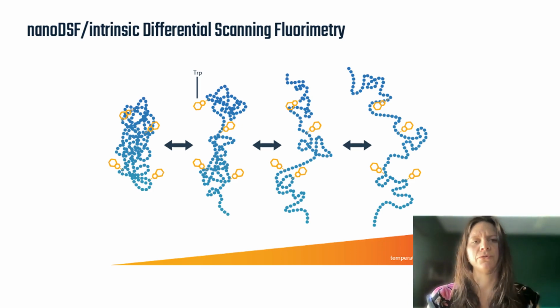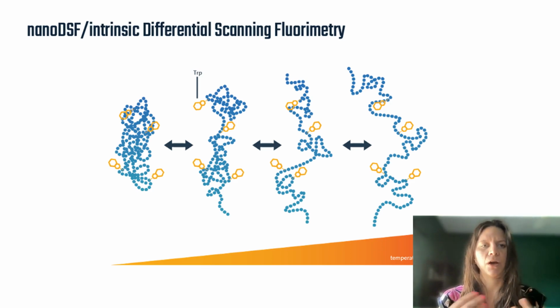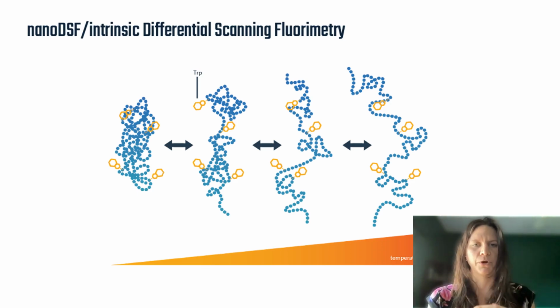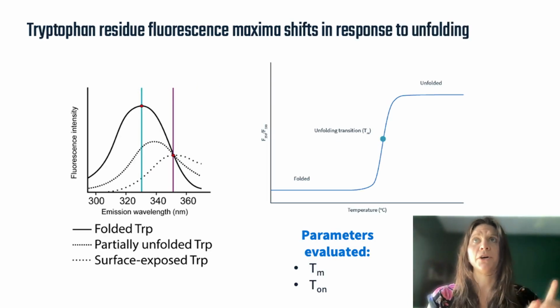Now, tryptophan residues have different emission maxima depending on whether they are exposed to solution or buried in protein. And since they're hydrophobic residues, when a protein is folded, they are generally buried in the protein core. And in response to a temperature denaturation gradient, they become exposed to solution. That emission maxima shifts from 330 to 350 nanometers. And with highly precise optics and direct heat transfer, we can closely monitor that shift and identify the inflection point of this transition, which is the TM.